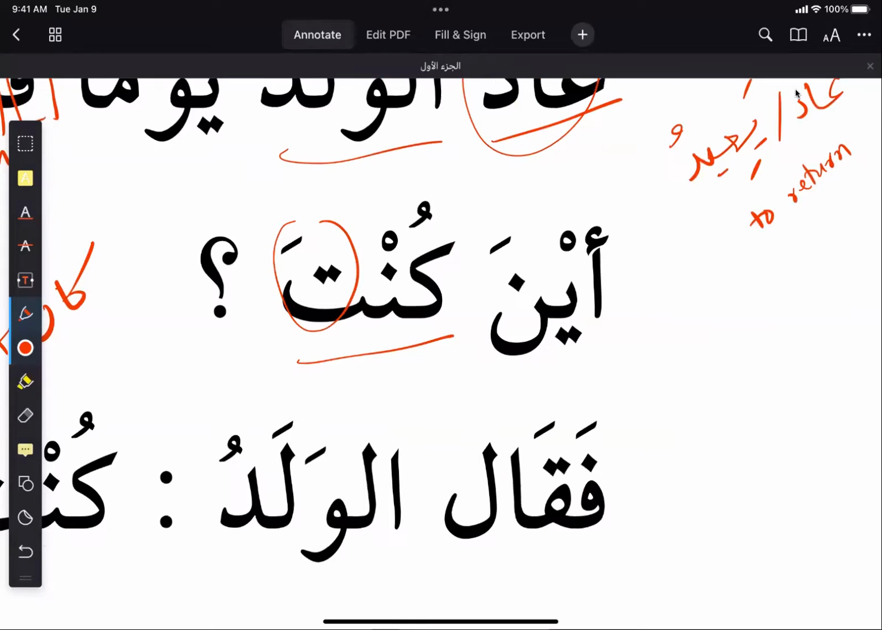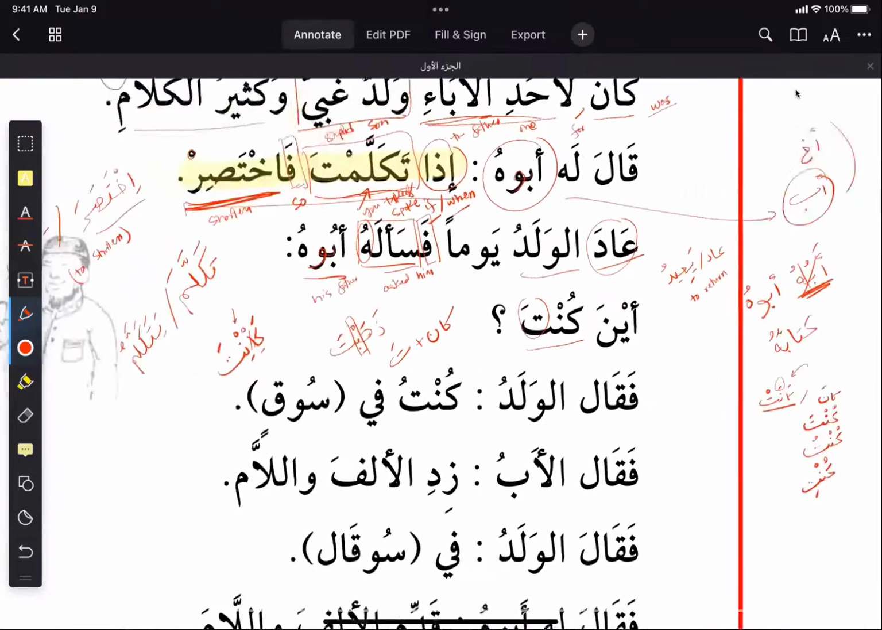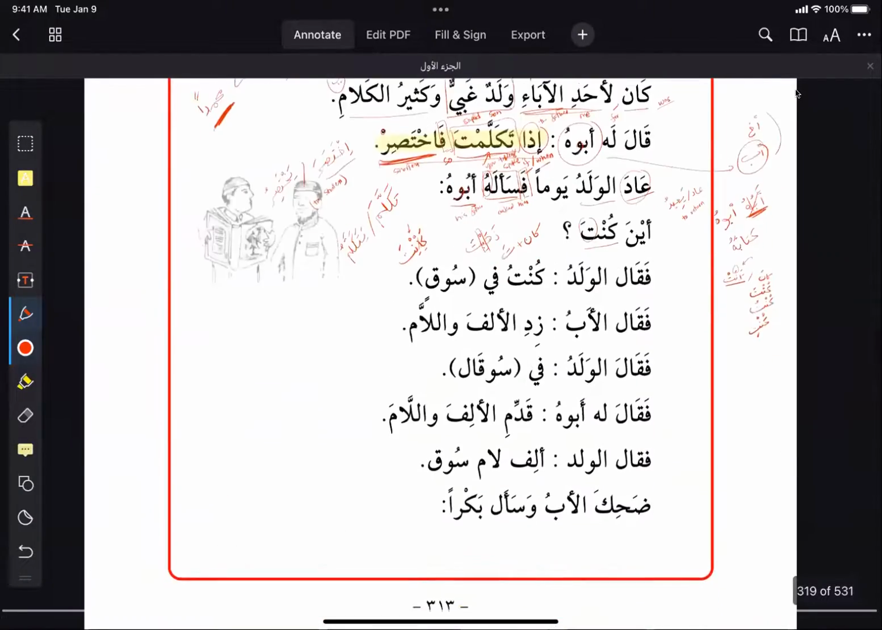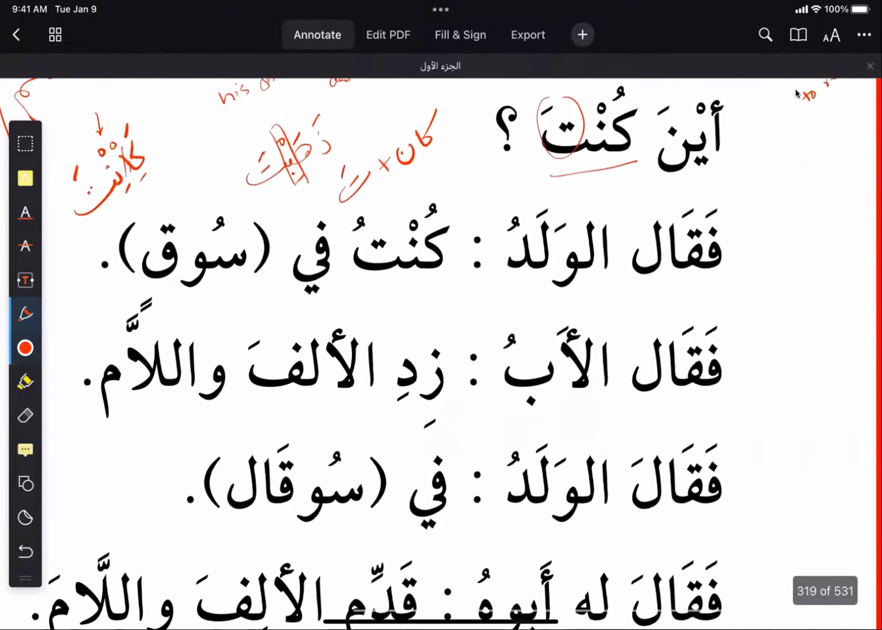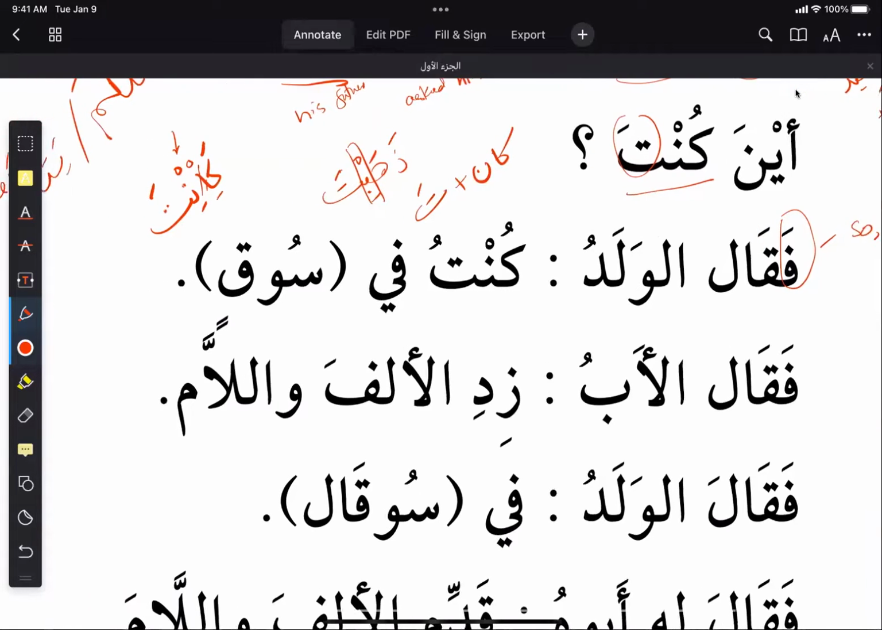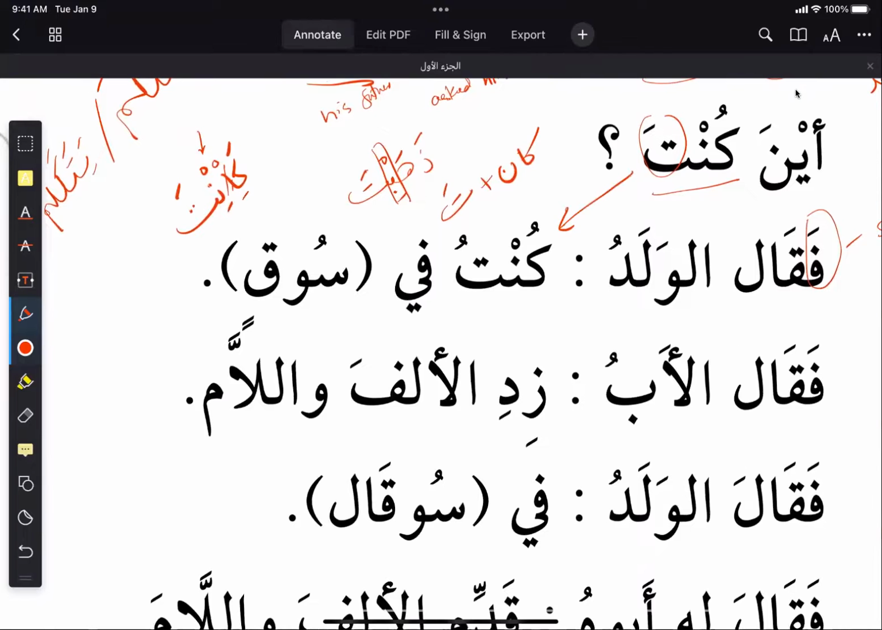Where were you? Today we'll just probably read this page and leave the other one for the next time, inshallah. فقال الولد. So the father is asking, where were you? So fa, see here, we can translate it as so. فقال الولد, so the boy said, kuntu. See, same thing. We just talked about kuntu.